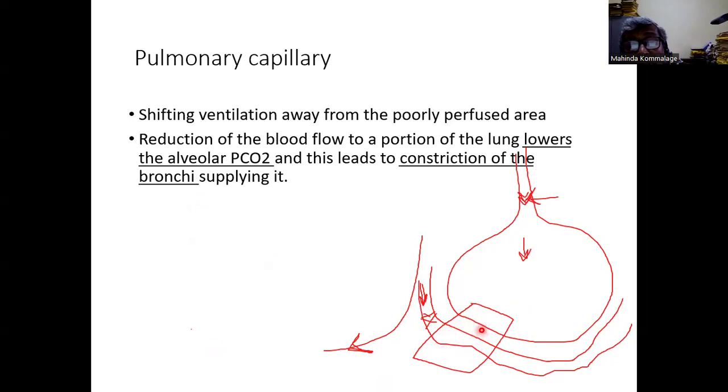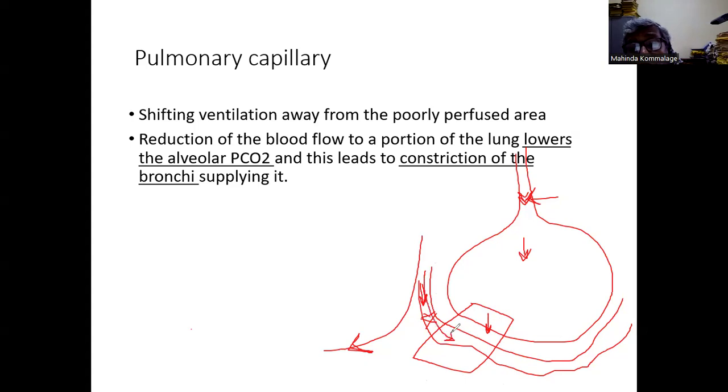Low carbon dioxide. Now the carbon dioxide level is low. Where is the problem? From where do we get the carbon dioxide to this area? By the capillary? Yes, by the capillary. Pulmonary arterial blood. Right? So carbon dioxide should come this way.